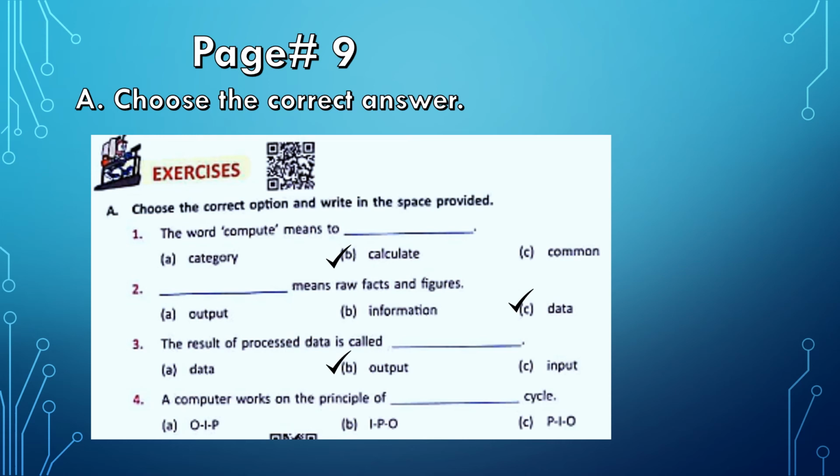A computer works on principle of dash cycle. OIP, IPO, PIO. I stands for input, P stands for processing, O stands for output. So our B portion is correct one, input, processing, output. I stands for input, P stands for processing, and O stands for output.